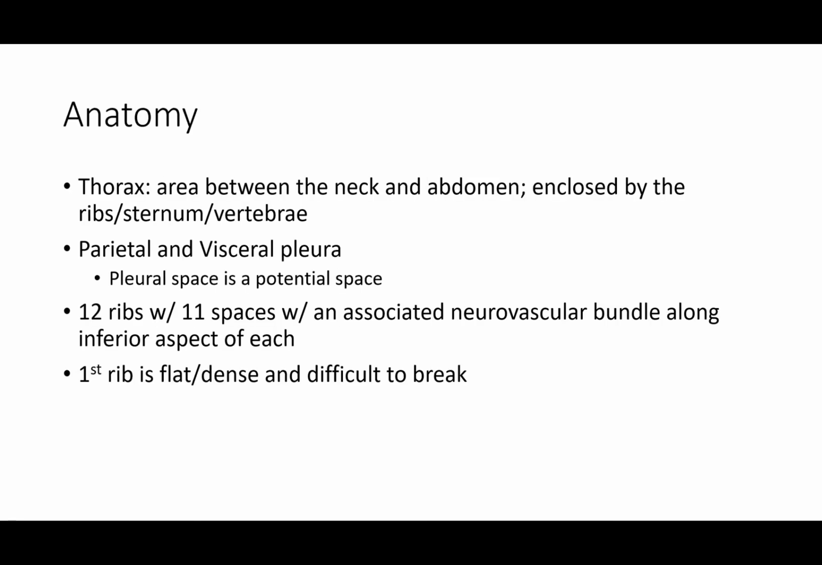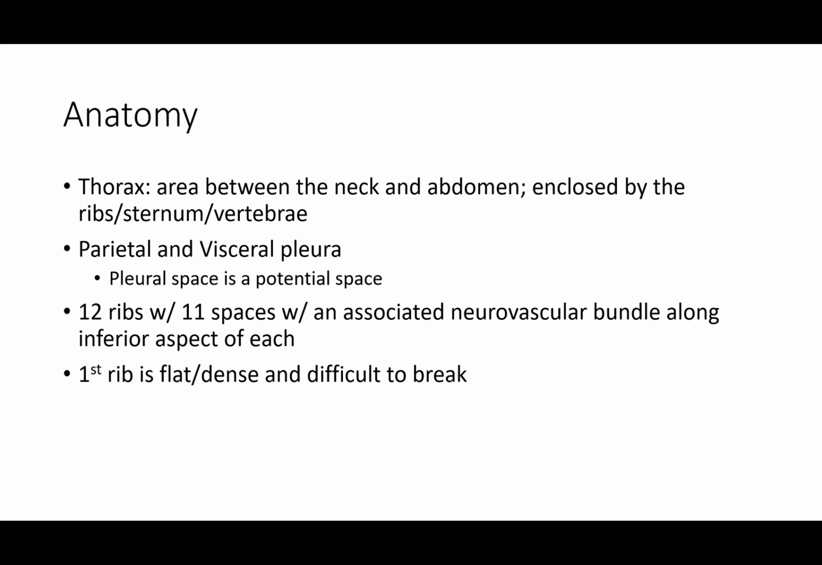So just a little bit about the anatomy. Obviously the thorax is bony. It's between the area of the neck and the abdomen. It's enclosed by the ribs and the sternum and the vertebrae. You've got two pleura that cover the lung. That would be the visceral pleura, and the pleura that covers the chest wall would be the parietal pleura. In between them is a potential space. This is a space that we're often familiar with, as this is where fluid can accumulate, air can accumulate, and pus, as well as cancer can occur within the pleura, mesothelioma.